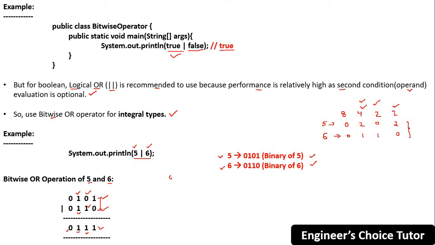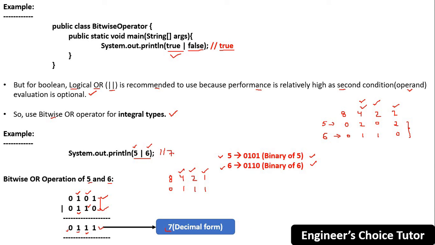So what is the decimal for this 0, 1, 1, 1? Use the formula 8421 and write like this. See, 0, 1, 1, 1. Wherever 1 is present, add that. So 4 plus 2, 6 plus 1, 7. So the decimal form is what? 7. The decimal equivalent of this is 7. So you will get output as 7 here. Pretty much clear? Now, next.